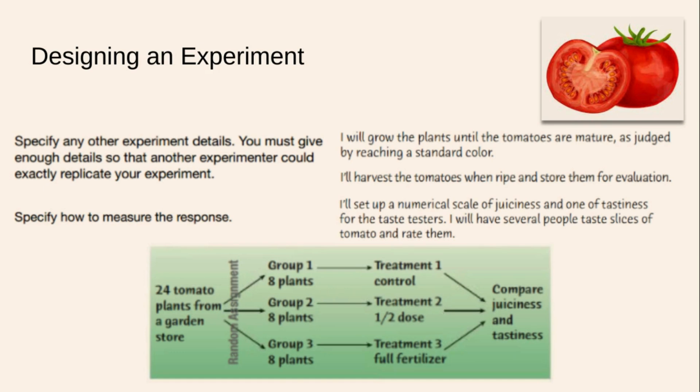We have 24 tomato plants from a garden store. We have a group right here of 8 plants, group right here of 8 plants, group right here of 8 plants, and we randomly assign to these 3 groups. To this group of randomly assigned plants, we have the control treatment, so we don't give any OptiGrow fertilizer, we just grow them the old-fashioned way. And group 2, we have a half dose of OptiGrow, and group 3, we have the full dose as the bag suggests. Assuming this fertilizer comes in a bag. And then we compare the desirable qualities.